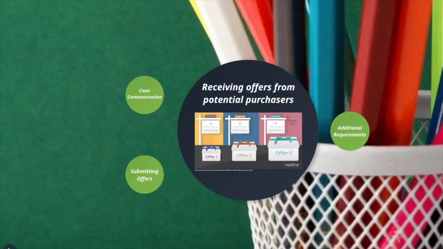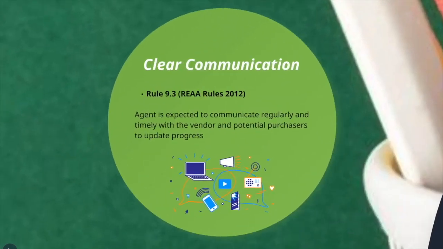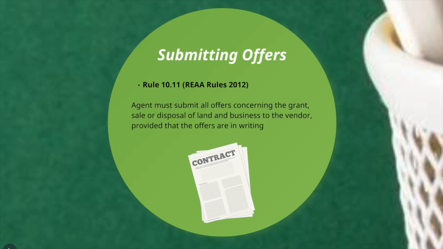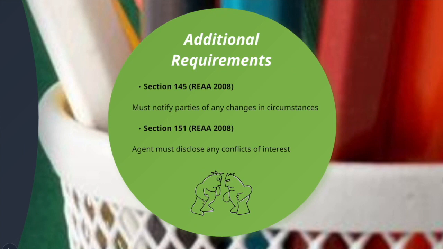The third milestone is receiving offers from potential purchasers. The offer process may vary according to the method of sale chosen, like by negotiation, auction, or by tender. In this step, the agent is expected to communicate regularly and timely with the vendor and potential purchasers to update progress unless otherwise requested, as emphasized by Rule 9.3. In accordance with Rule 10.11, the agent must submit all offers concerning the grant, sale, or disposal of land and business to the vendor, provided that the offers are in writing. Additionally, the agent should notify any changes in circumstances and disclose any conflict of interest.